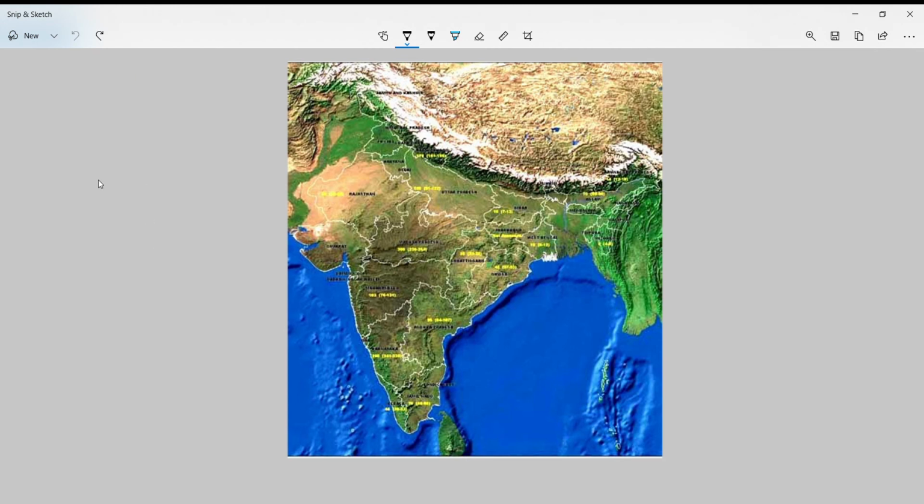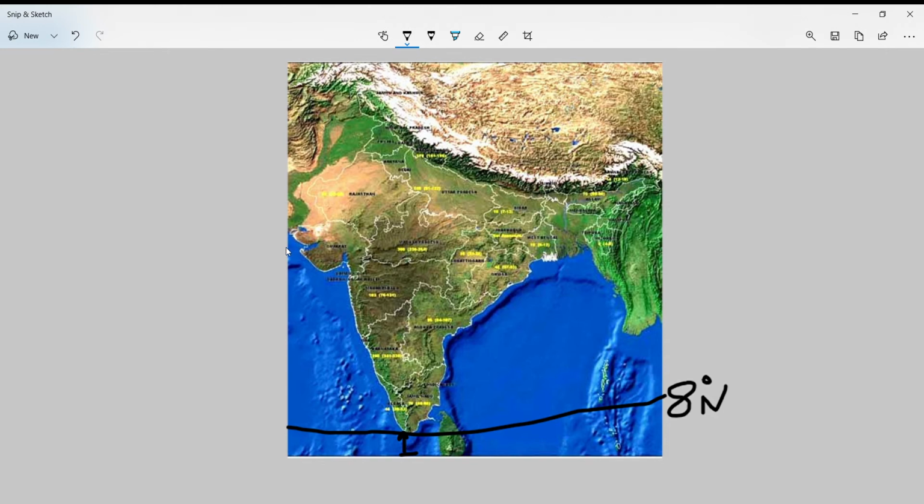The third factor which affects climate of India is latitude. Now, what is latitude? The imaginary lines which run in east-west direction are called latitudes. India is located 8 degrees away from the equator, that is 8 degrees north. This is the location of India. If the equator is here, then India is 8 degrees above the equator.